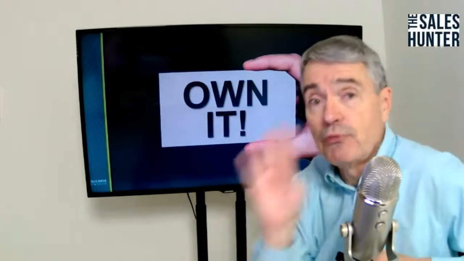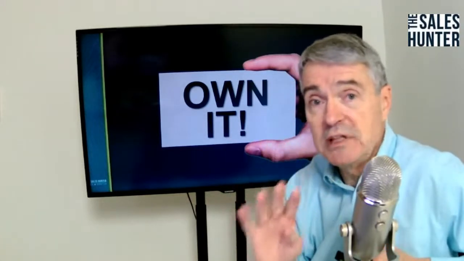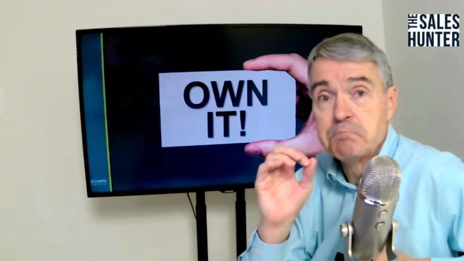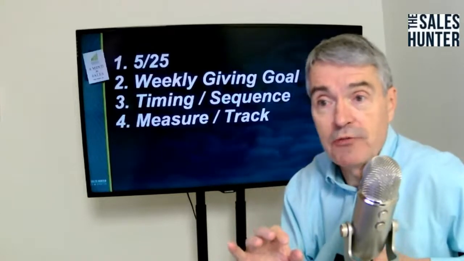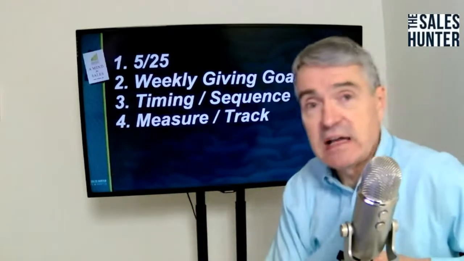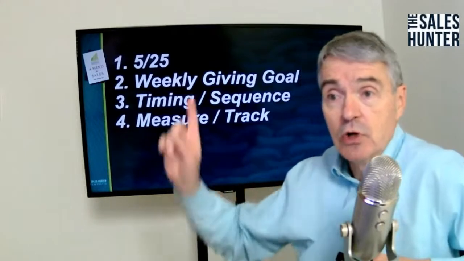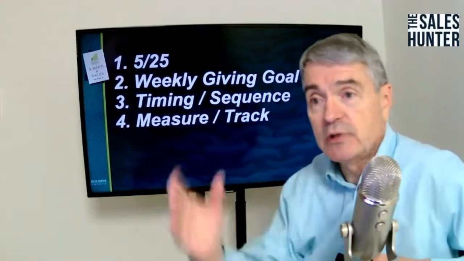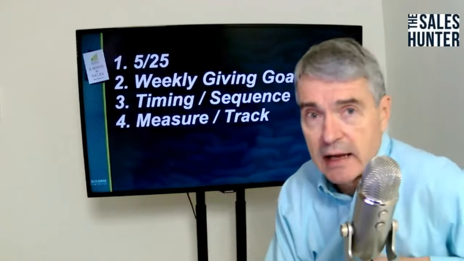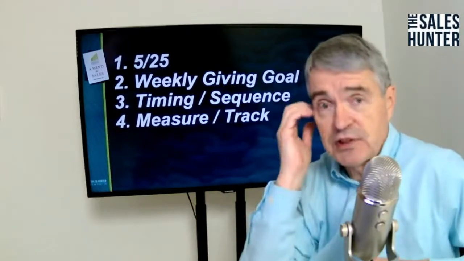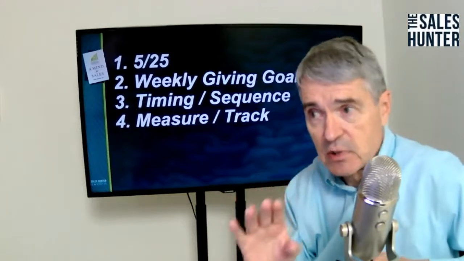So I'm going to walk you through 4 things. There's only 4 steps that you have to do to really make sure that you have a process for getting referrals that works. What are the 4? Here they are. Number 1 is 525, and I'll break all of these down for you here in just a bit. 2, weekly giving goal. 3, timing and sequence. And 4, measure and track. That's it. You do these 4 things right, and you will bake this into your sales process.